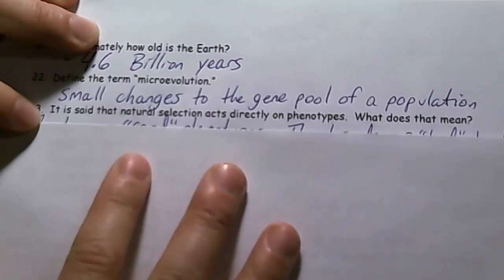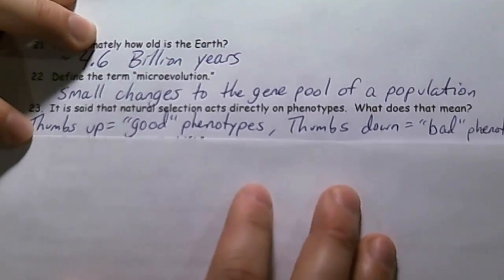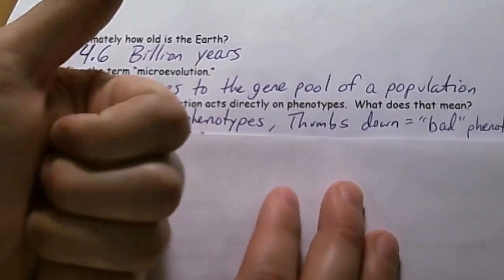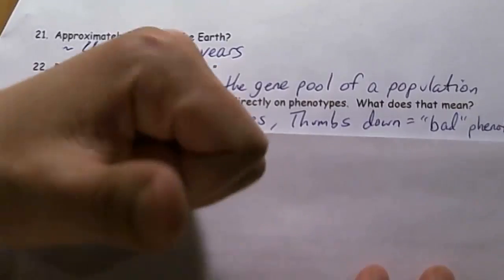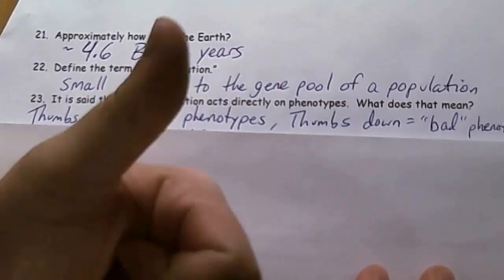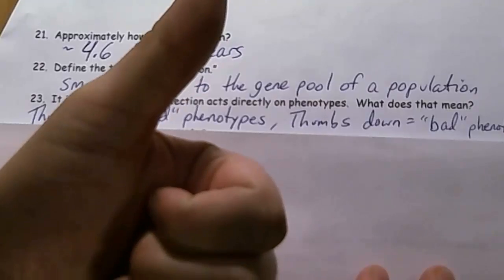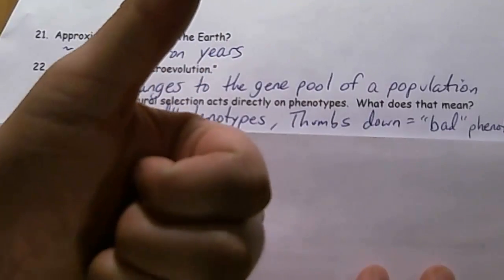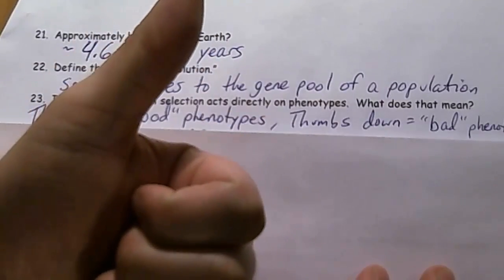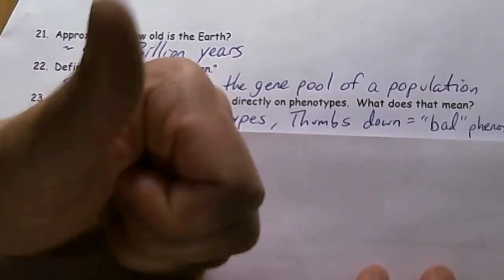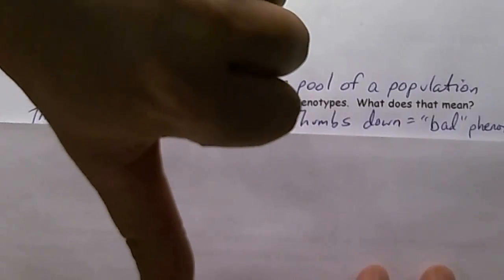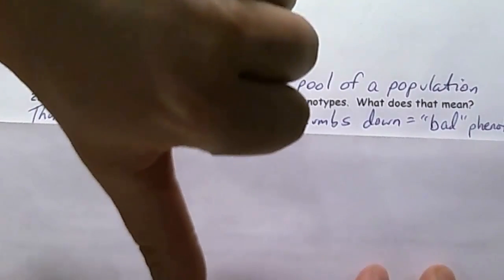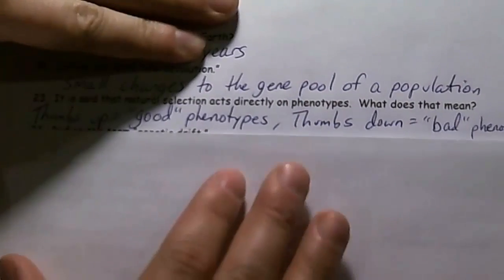What does that mean? Well, if you recall, natural selection, we assign the thumb, where natural selection favors the good phenotypes and doesn't favor the bad phenotypes. So thumbs up for good phenotypes, good traits that allow organisms to survive in a specific environment. If organisms have bad phenotypes, they get the thumbs down. And what do I mean by thumbs down? Well, eventually they will get eliminated. Eventually the environment will not allow those to survive and Mother Nature will kill them off.